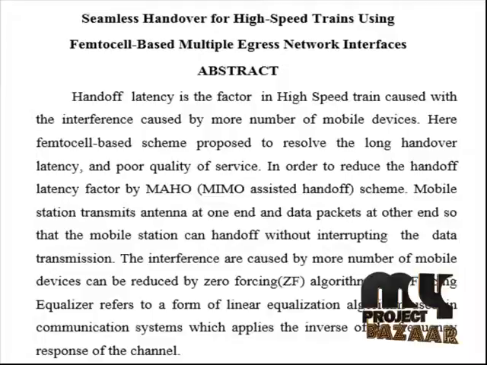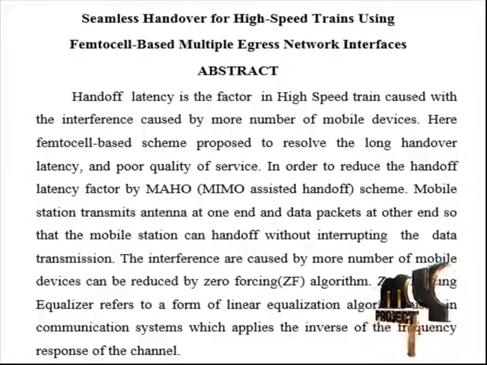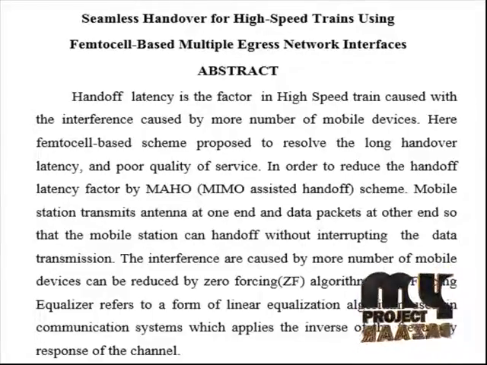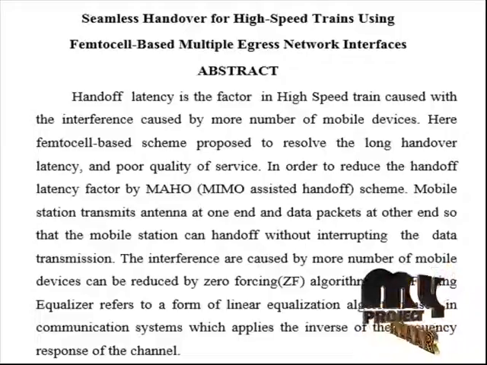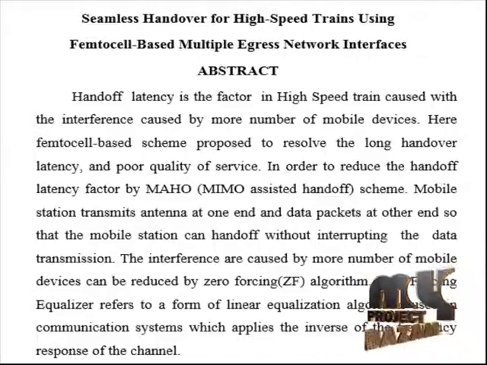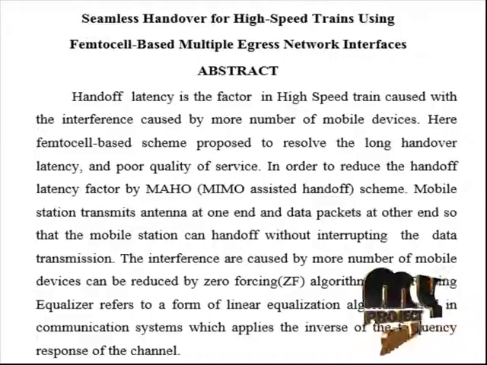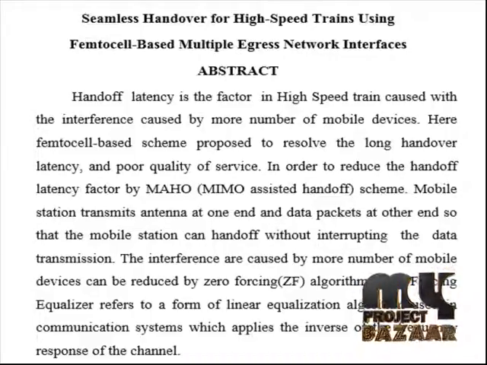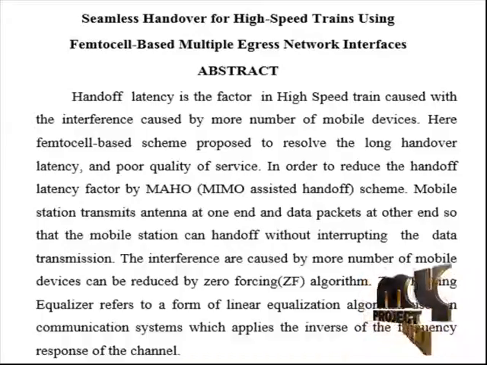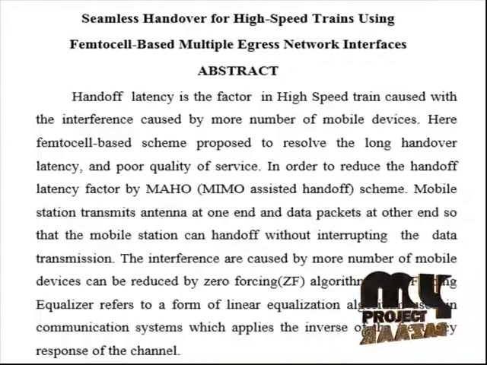The optimized signals are fed to the femtocell based network mobility scheme, used for solving the problem caused by the number of mobile devices, whereas MAHO is used to reduce the handoff problem by placing the antenna at the tail and head of the train. The interference caused by the mobility systems will be regularized by the zero forcing algorithm.